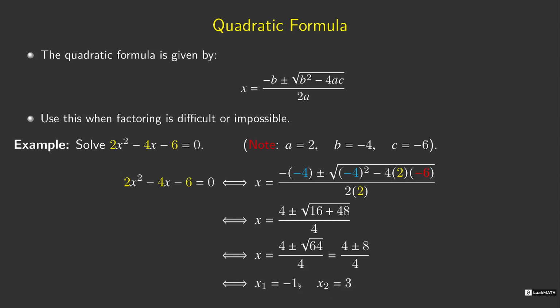And you can see x1, how did I get x1 equals minus 1? That's by taking the minus sign. Remember, you have 2 options here. You can take the plus, you can take the minus. So first I take the minus, so I say 4 minus 8, I get minus 4. And then I divide by 4. So minus 4 divided by 4, you get minus 1. Similarly, I will take the plus sign this time for x2. So 4 plus 8, I get 12, and then 12 divided by 4, I get 3. Okay, so that's how you use the quadratic equation.